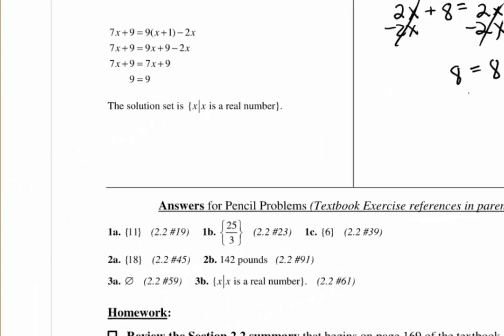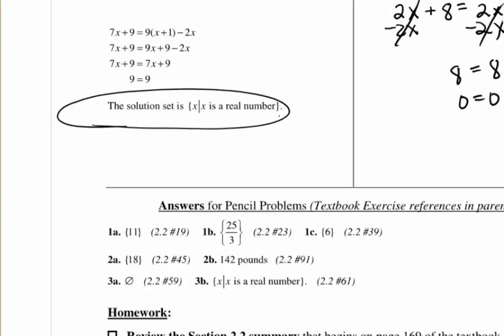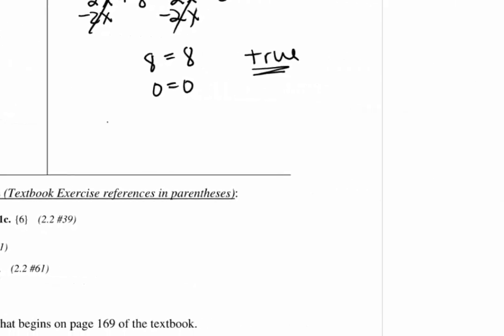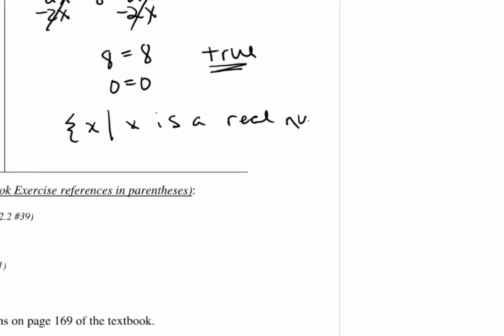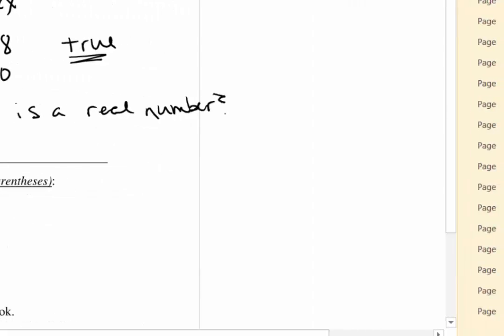Okay, and even if I subtracted 8 from both sides, I get 0 equals 0, which is still a true statement. So in this case, when the variables go away and I'm left with a true statement, we get that the solution is all real numbers. And the way that you would write that in this section is in set builder notation. It's the set of all x's such that x is a real number. And that just means any number I plug in for x, and you can test a couple, will make the equation work.